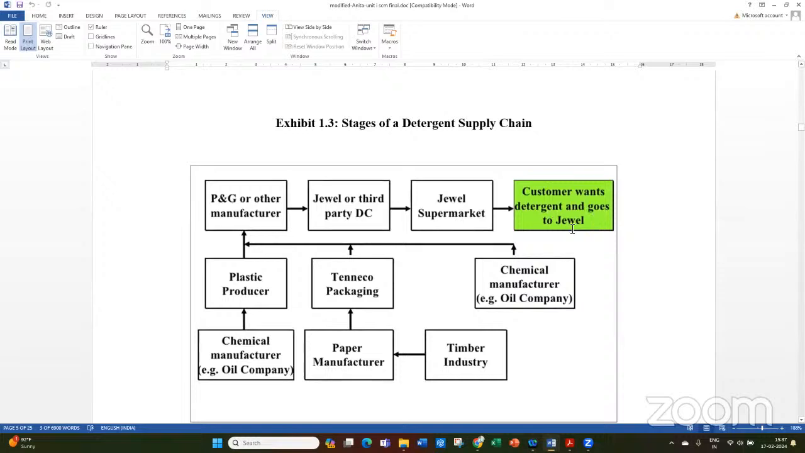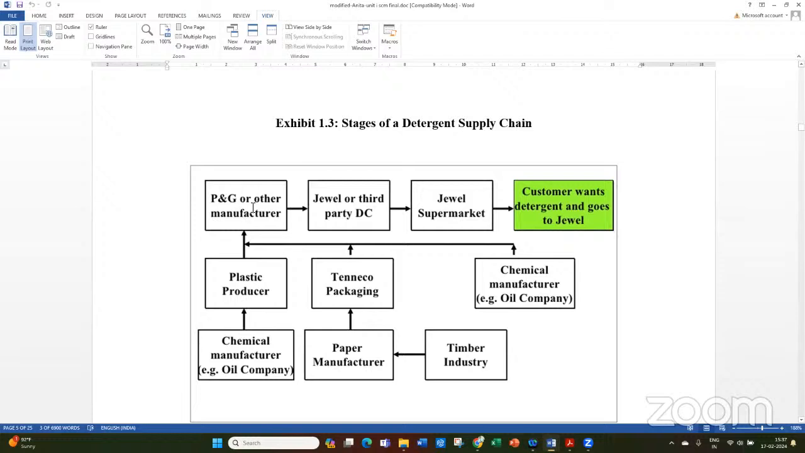Once the detergent is made, it goes to the customer, that will be the first thing. Here, the customer is going to give an order to the supermarket. So what happens with this supermarket? He has to get the material, the detergent, from the third party distribution center. This distribution center, how do they get from Procter & Gamble?